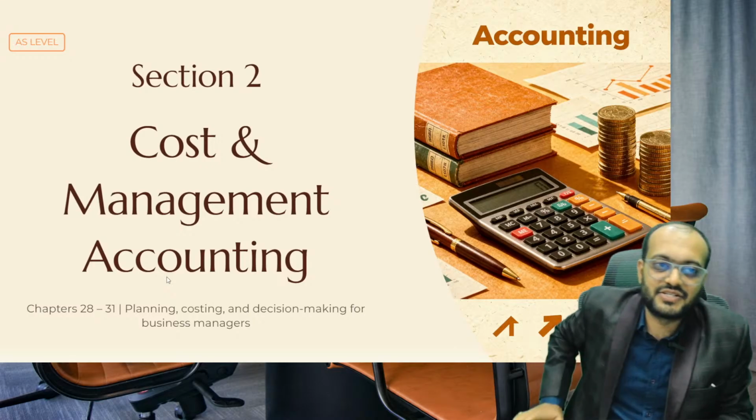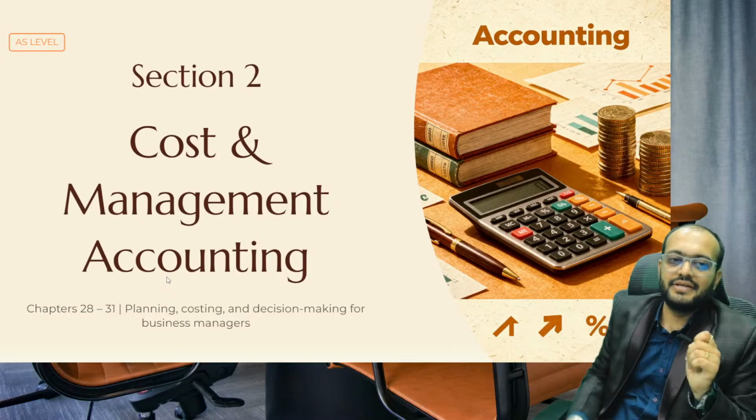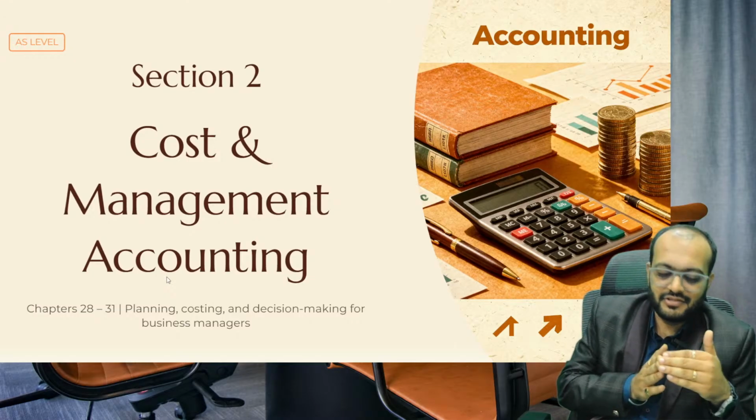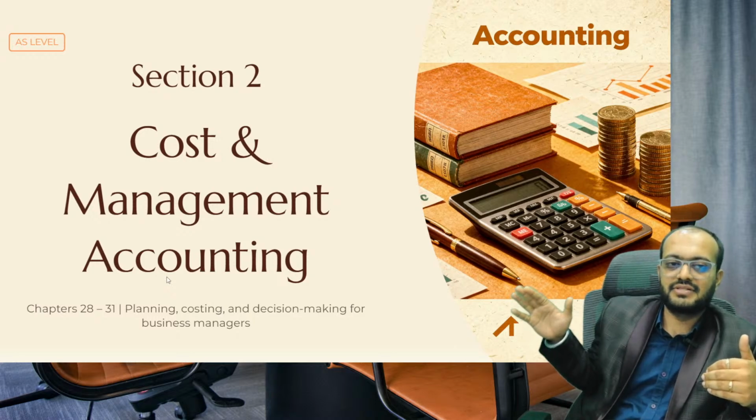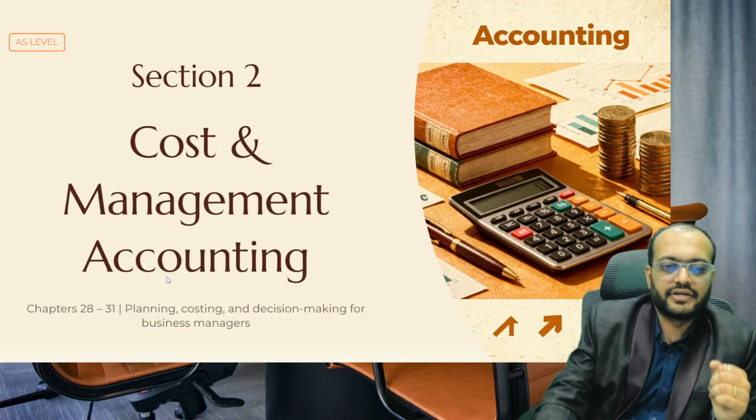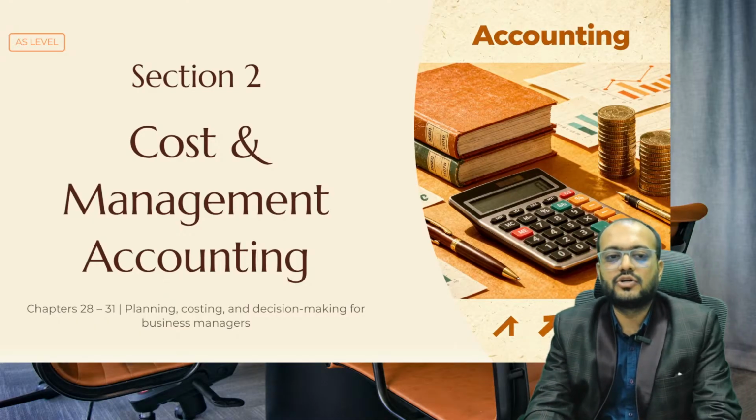This was just section number 1 at the AS level, whose name is financial accounting. AS level financial accounting had 27 chapters. Now, chapters 28 to 31, the next 4 chapters, are related to section 2 at AS level, cost and management accounting. Okay. So let's see in detail which topics we have to study in cost and management accounting.